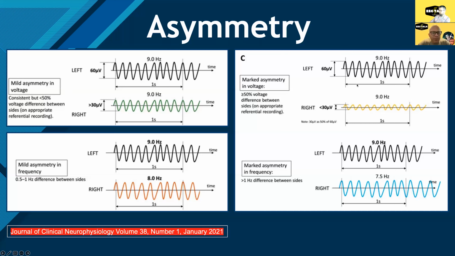And then for frequency, we call it mild if it's less than a 1 hertz difference, and we don't even mention it if it's less than half, because we probably can't really see that very reliably anyway. But if it's more than a 1 hertz difference, like on the example on the right, 9 versus 7.5, we would call it a marked frequency asymmetry.